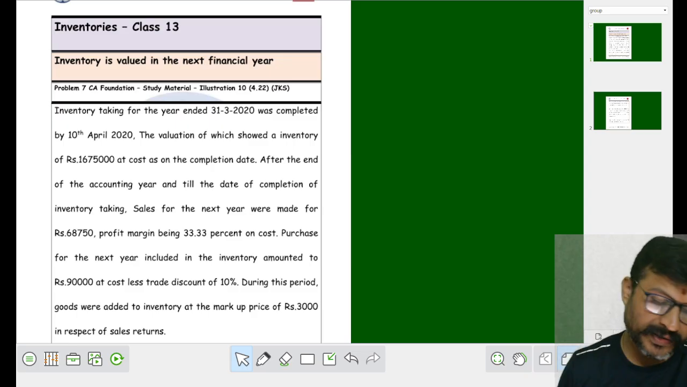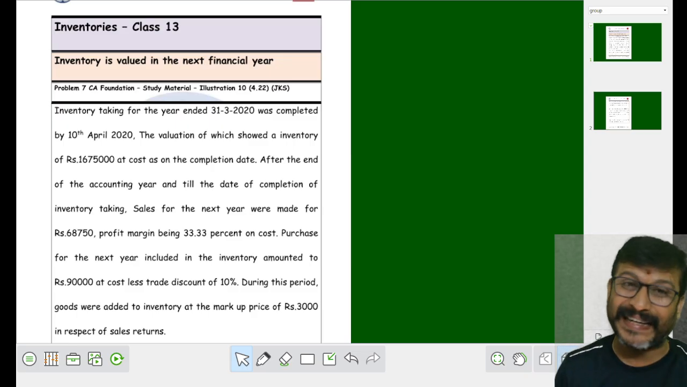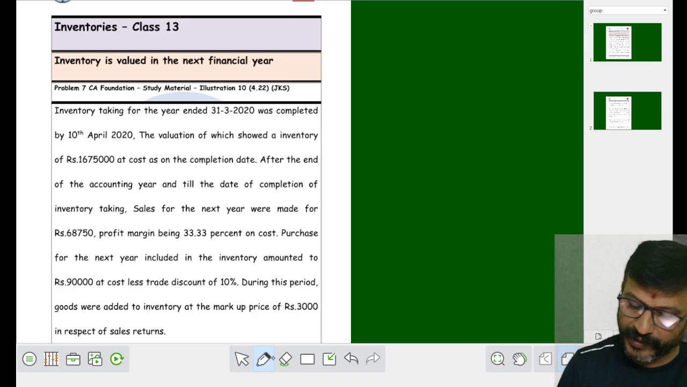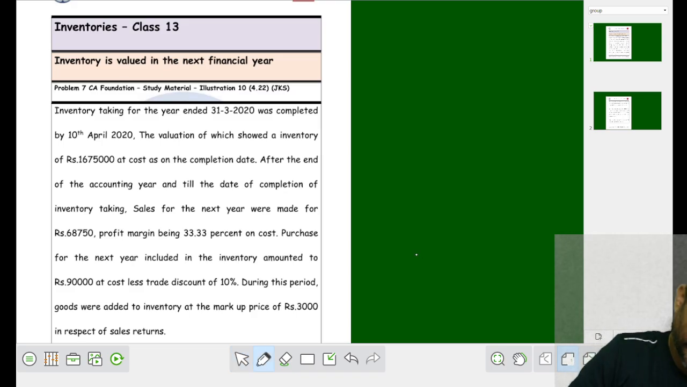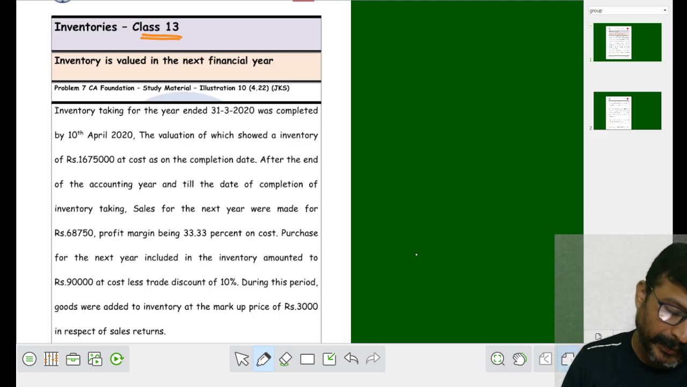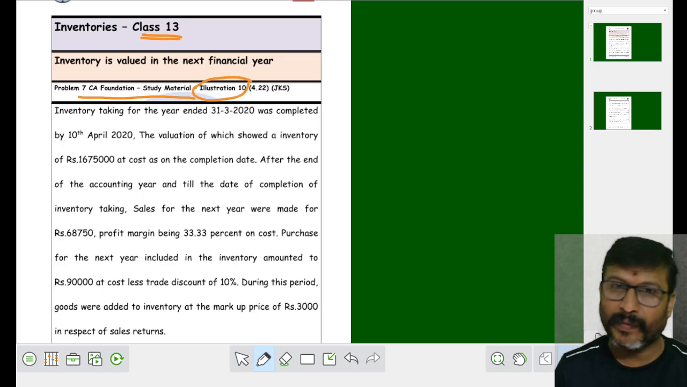My dear students, in our previous session we have completed 12 classes in inventory valuation, right? Now my dear students, we are into class number 13. This question is from CA Foundation study material. Illustration 10, a very important question. See what happened.